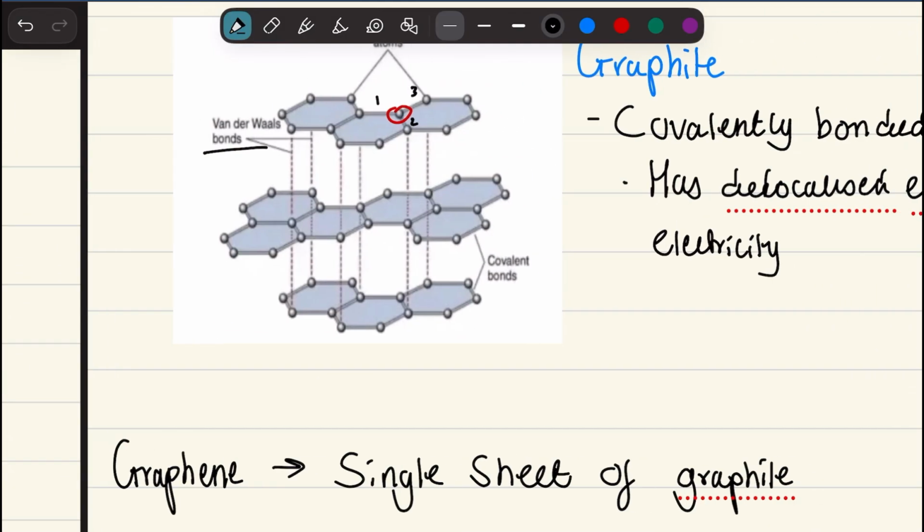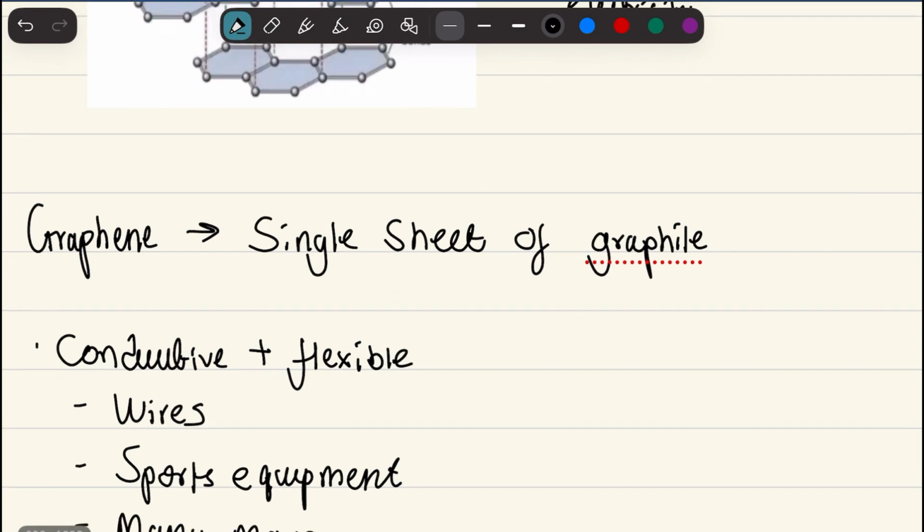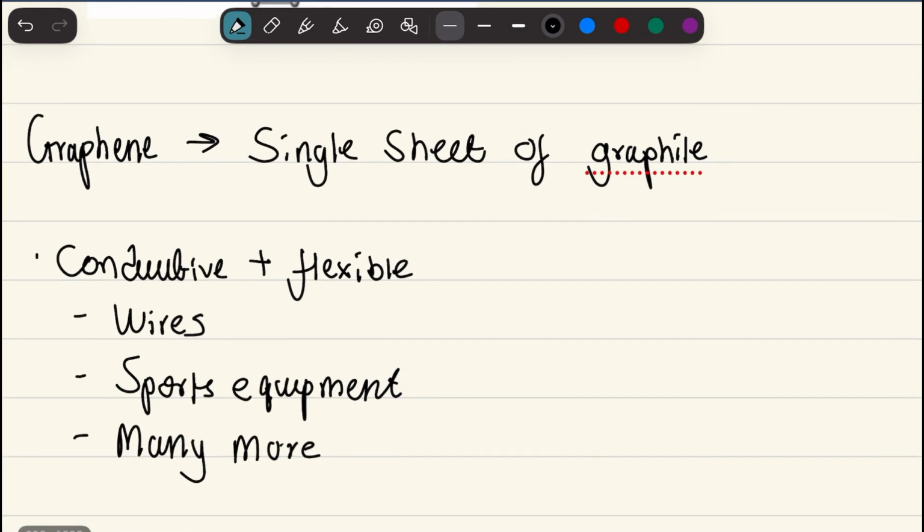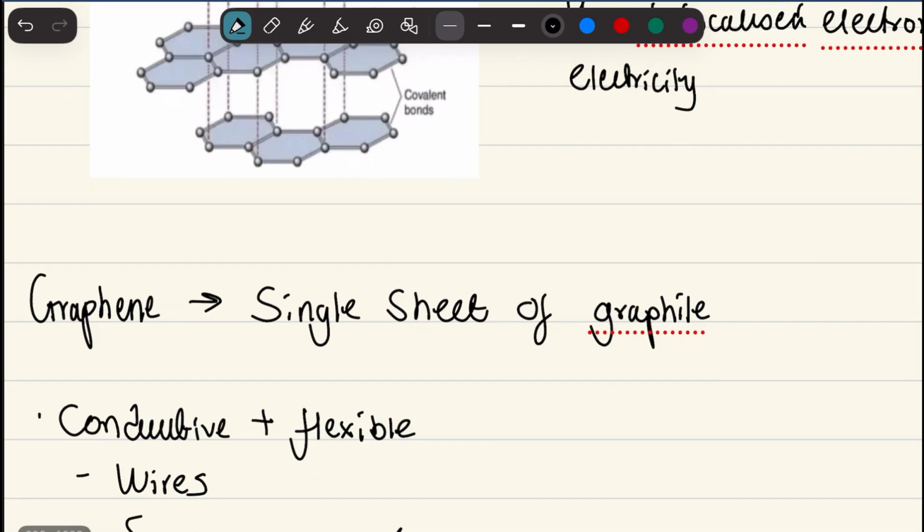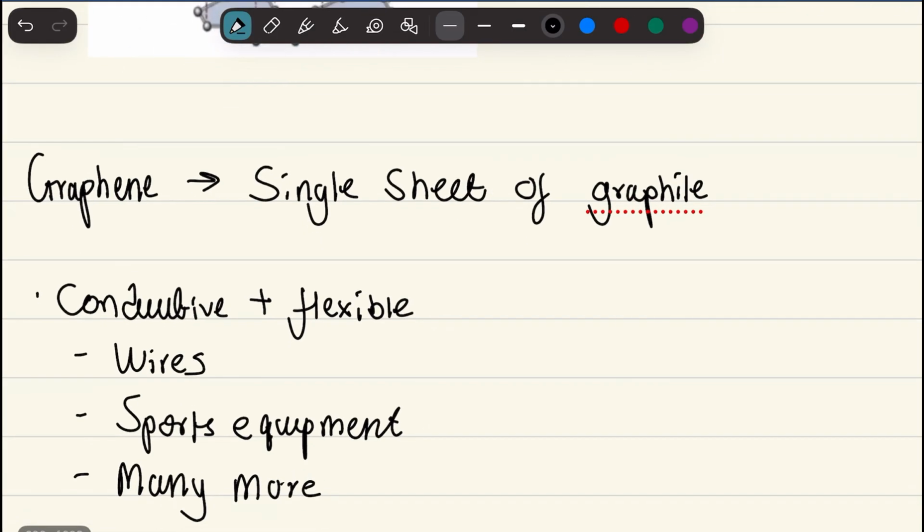Yeah. Coolio. Graphene is just a single sheet of graphite. I don't think you really need to know much about it except for what it might be useful for. Wires, sports equipment, so much more. Just look it up. And also conductive because again, that's a delocalized electron.